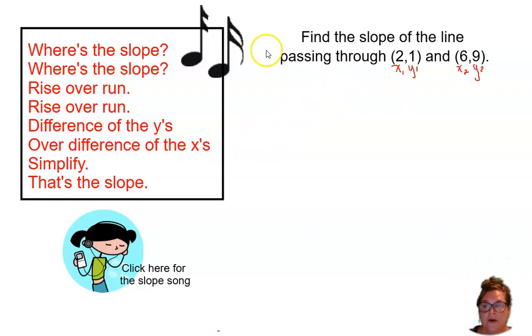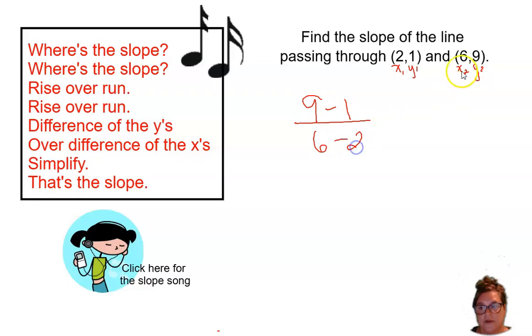Where's the slope? Where's the slope? Rise over run, rise over run. Difference of the y's. And now we're going to subtract the y's. 9 minus 1, that's y2 minus y1, over difference of the x's. So we're going to subtract the x's. 6 minus 2, that's x2 minus x1.